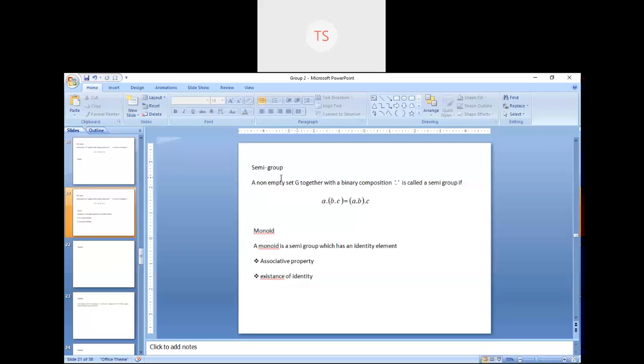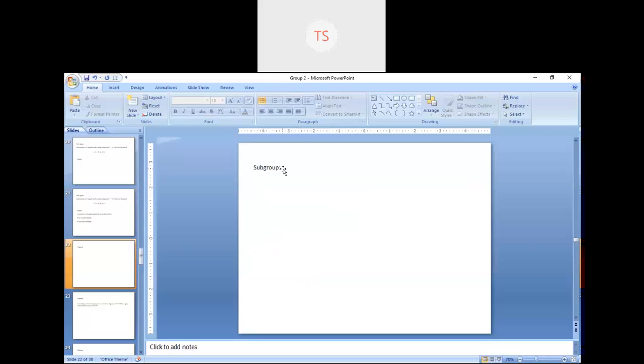From these two definitions, there may be a question like what is the difference between a semi-group and a monoid? You will have four options, and the correct option will be the existence of an identity. This is the difference between a semi-group and a monoid. So next we will discuss subgroups.